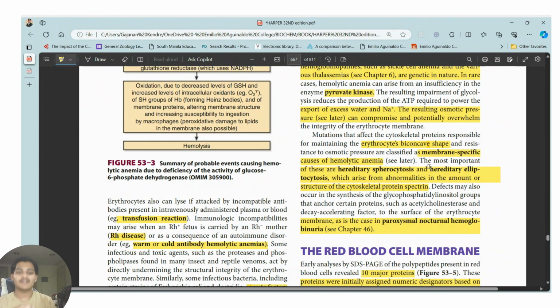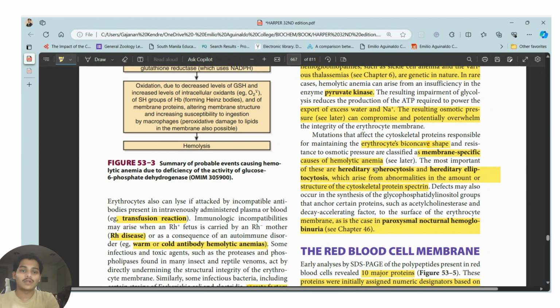These proteins are spectrin, ankyrin, actin, band 4.1, band 3, band 4.2, band 4.9, adducin, and many other proteins which we'll discuss later. The most important conditions are hereditary spherocytosis and hereditary elliptocytosis. I'll just give you a brief overview. Hereditary spherocytosis is caused by a genetic mutation in the structure of spectrin. In this condition, the shape of an RBC becomes spherical.